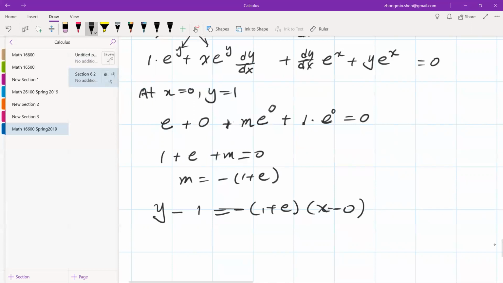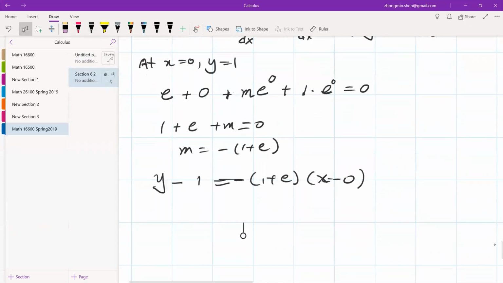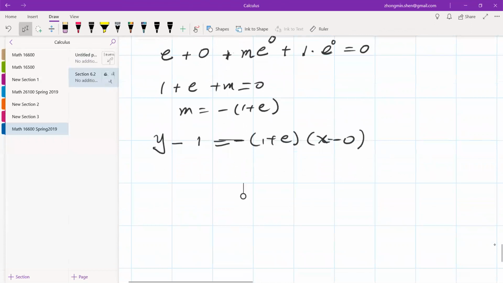This is the point-slope form. If you know the point and you know the slope, you get the equation for the line. We just needed the formula for the derivative of e to the x, so we can have a larger class of functions we can study. But the problems will be similar to problems in Math 160, 65.